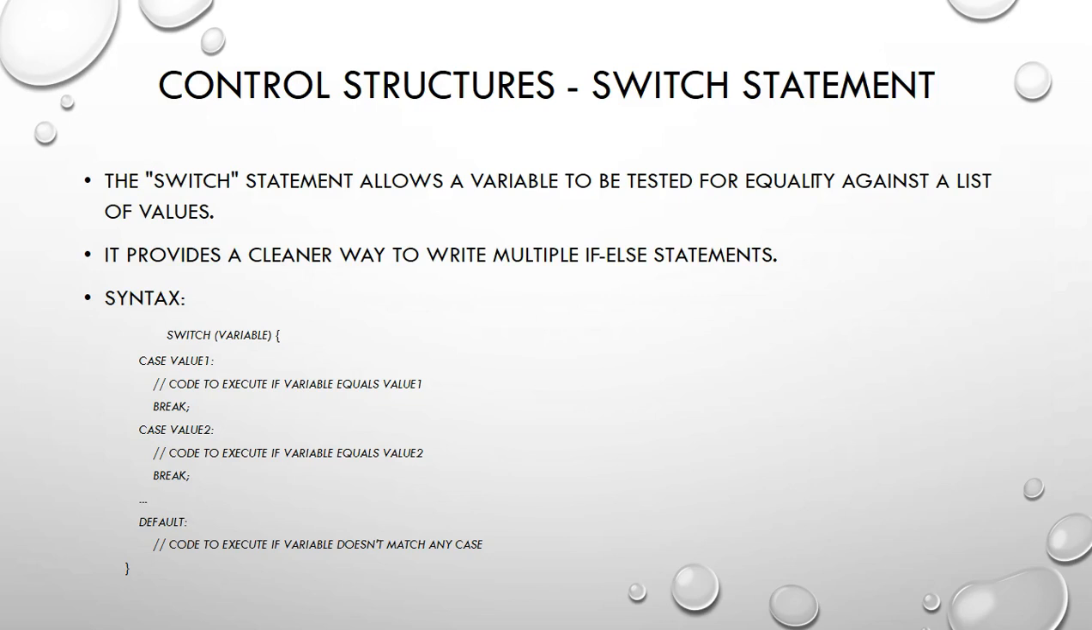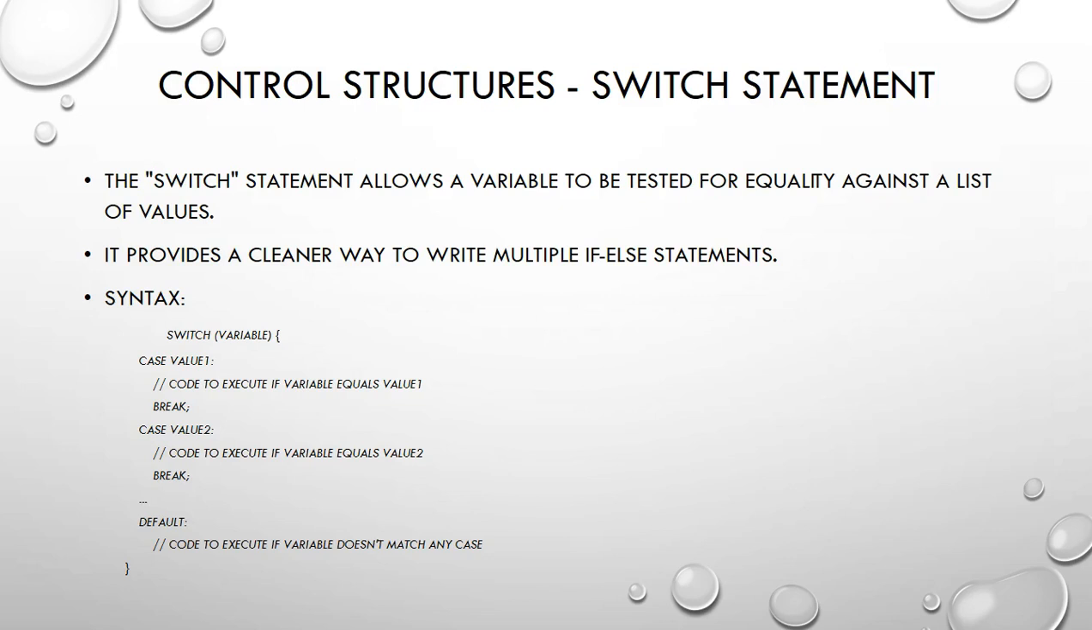So if that variable equals the value 1, the code will be executed. Then you have a break, then case value 2. So you provide different cases. This is just another if-else statement, but you have a lot of conditions in it. An if statement has just 2 conditions, but a switch statement allows you to have a lot of conditions in that code.